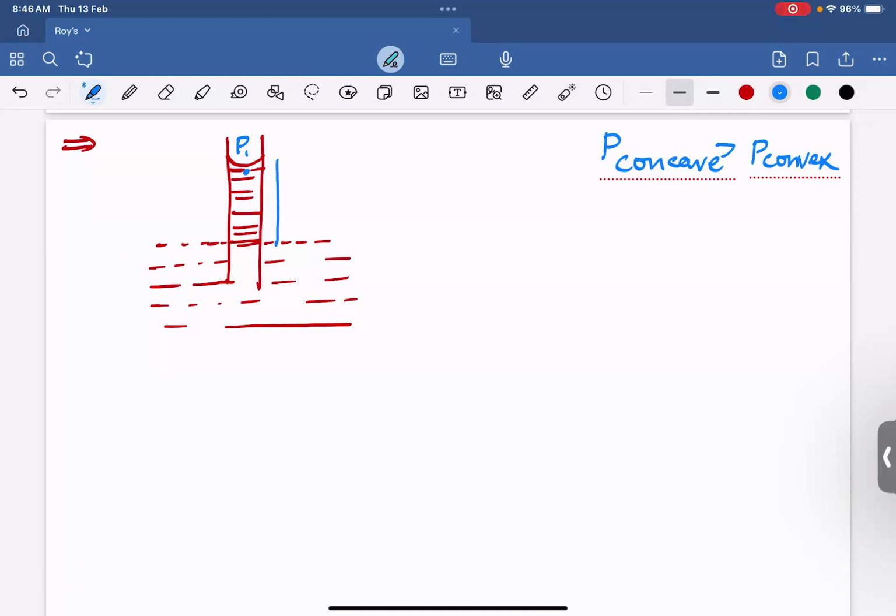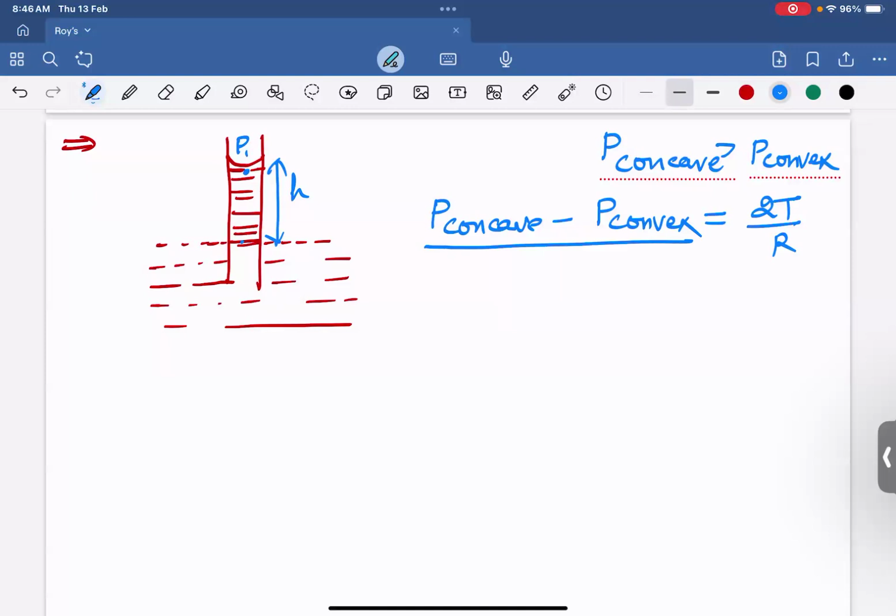Now, if this height I take as h, then what I know is that the pressure P concave minus pressure P convex is called excess pressure, and that will be 2 into surface tension divided by R. R is the radius of the meniscus. Now, how much excess pressure will be there? So we know if the liquid has a density rho and height is h, the extra pressure should be rho g h.